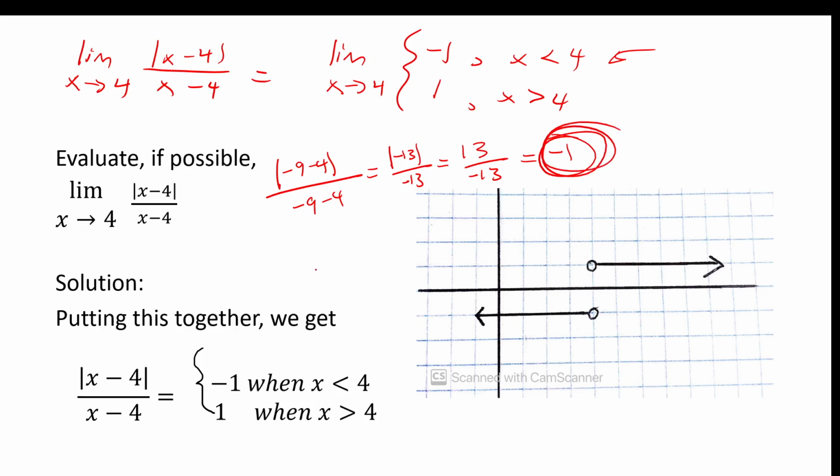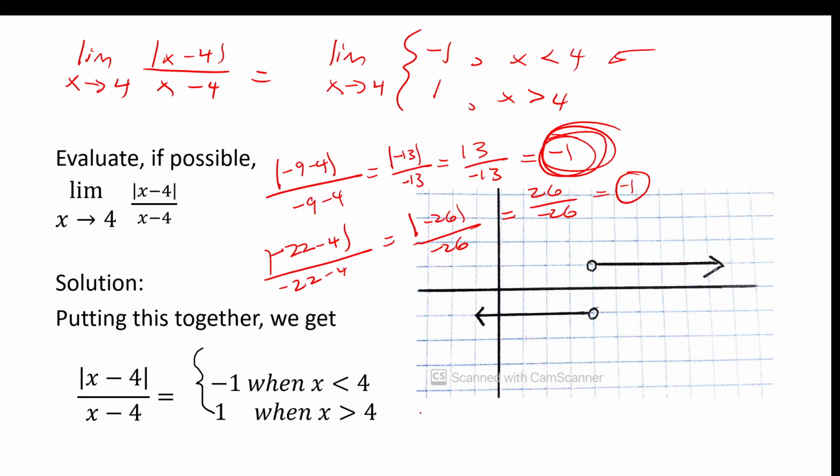If we picked another one, let's try -22. Plug that in. The absolute value of -22 minus 4 all over -22 minus 4 is going to equal the absolute value of -26 all over -26, which is 26 over -26, which is -1. No matter what value you put in less than 4, it's going to equal -1. Strange. And similarly, let's put in a value greater than 4. So let's try the number 37.